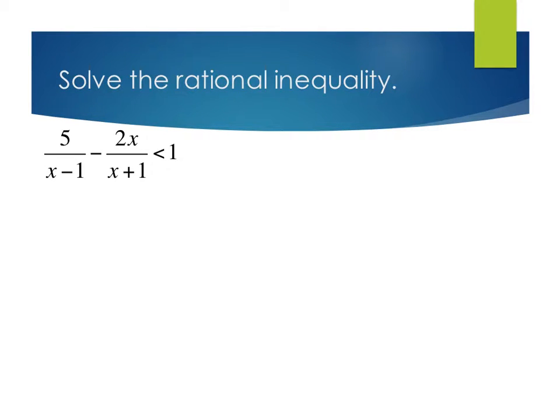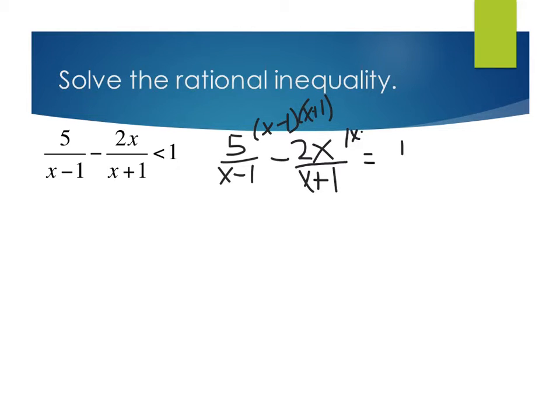Alright guys, let's take a look at this example. I'm going to go ahead and rewrite it so that it's equal to 1. You don't always have to do that, but if it helps you to do that, go for it. Remember, we're going to multiply everything by what the common denominator would be. So this would be x minus 1, x plus 1, and then at the right side, x minus 1, x plus 1.